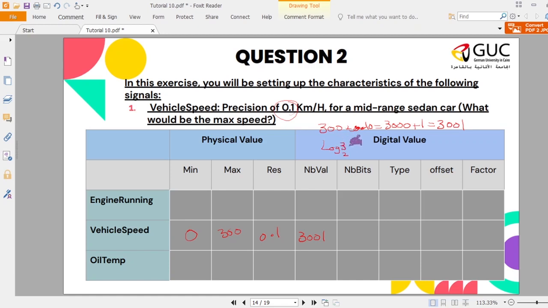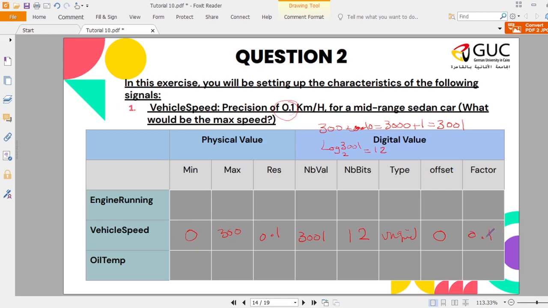Cool? Okay. And the total number of bits, log base 2 of 3,001, is going to be, I guess, 12. If not, this means that we did an approximation, so it's 12 bits. Cool. Mentioned before, the type is unsigned. Thank you for answering. The next thing, do we have any kind of offset? No, so it is 0. We don't skip any values. And the factor is 0.1.